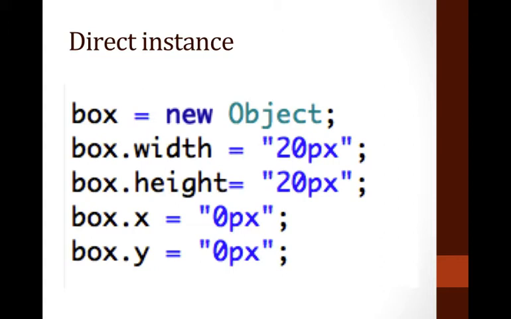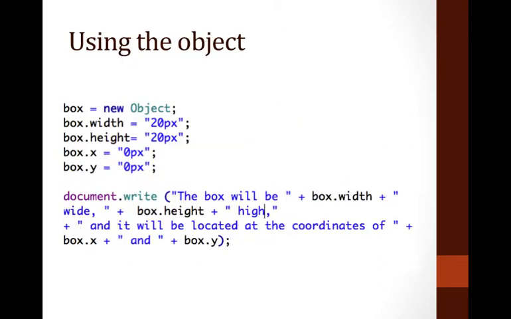To add a property to an object, you use dot syntax: box.width equals 20 pixels, box.height equals 20 pixels, box.x equals 0 pixels, box.y equals 0 pixels. And that creates grouped properties that all define the width, height, and x and y coordinates of our box. That's why they're all part of the box object, because all of those properties describe the same thing.